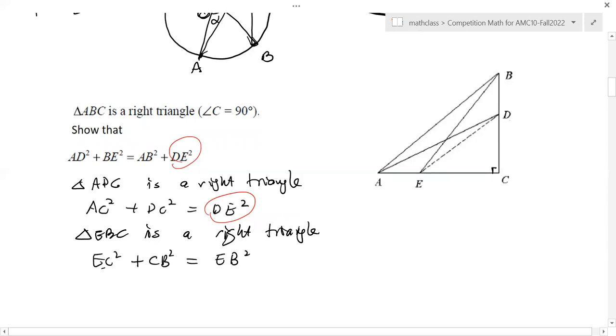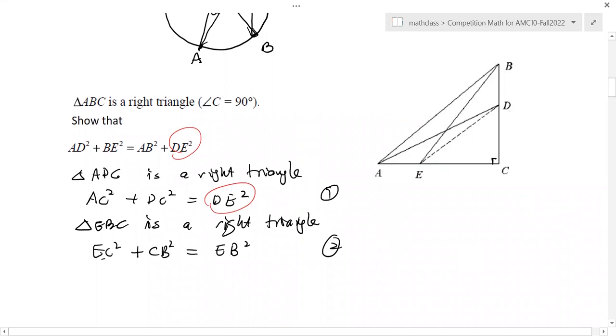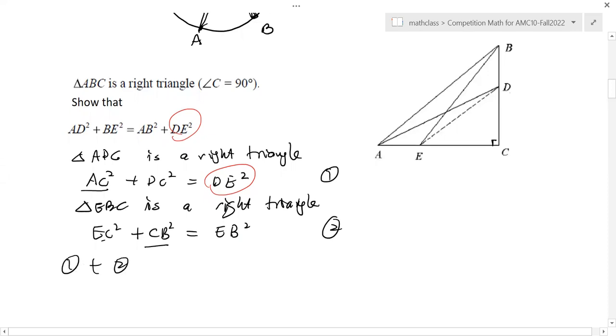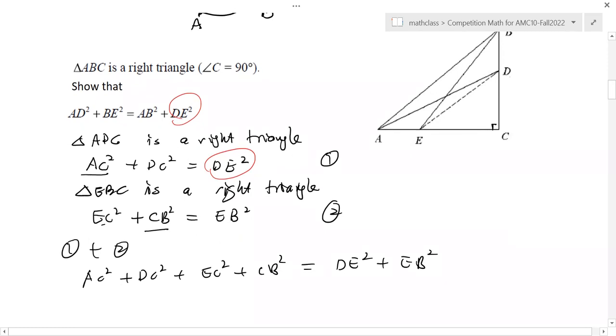All right, so how do we use algebra? The rest of the part is just algebra. This is equation one, equation two. AC plus CB, add them together and you get AB squared. So you just add them together, what you get? You will get AC squared plus DC squared, EC squared, and CB squared on one side, and DE squared, EB squared on the other.